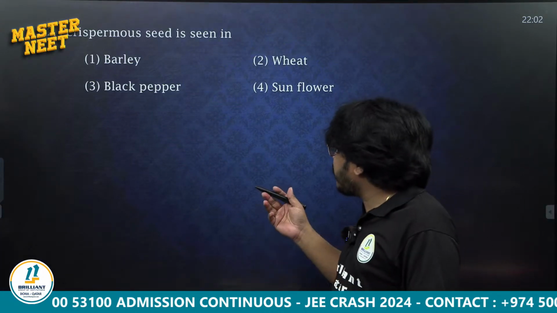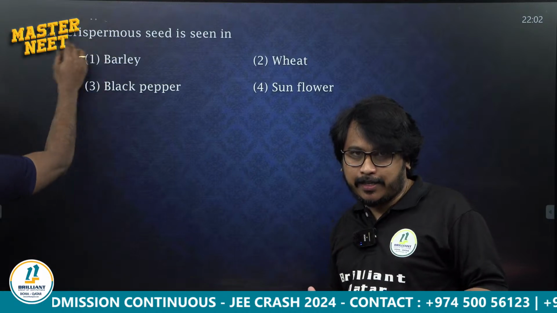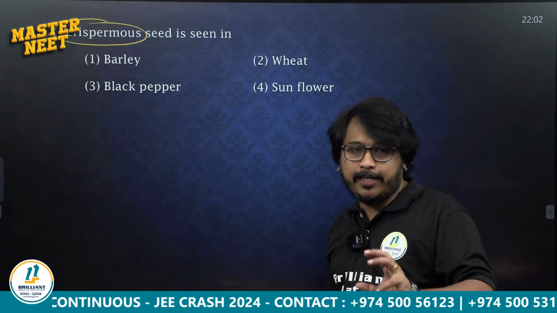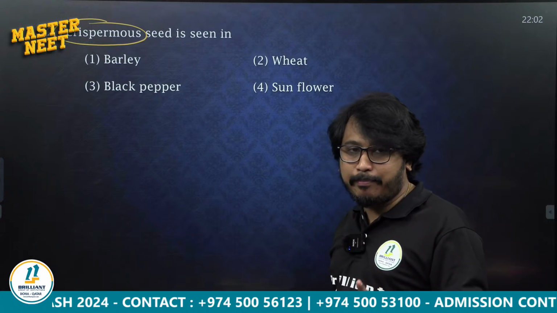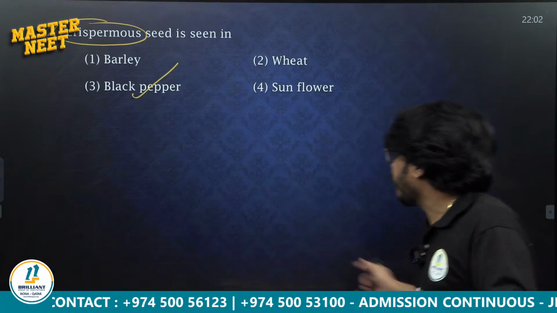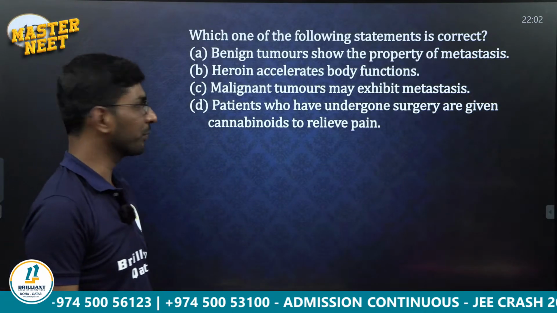Next question. Perispermous seed is seen in. Already we discussed. The persistent nucellus in the seed is called perisperm. And the examples of that, in NCERT, are only two: black pepper and sugar beet. So the answer is black pepper, perisperm.